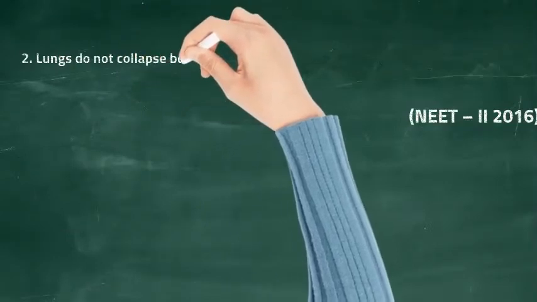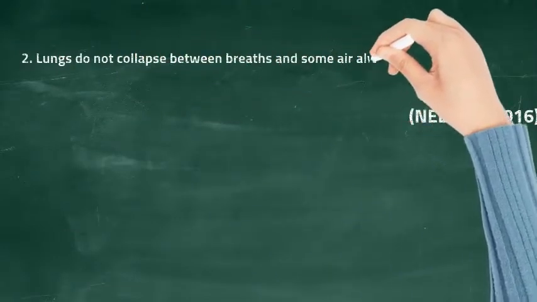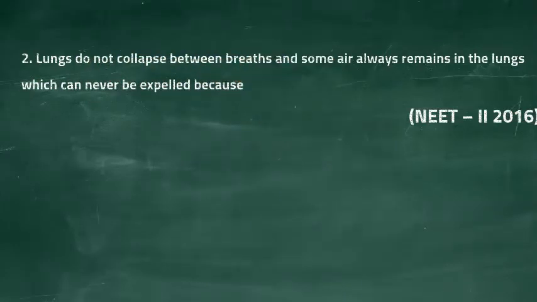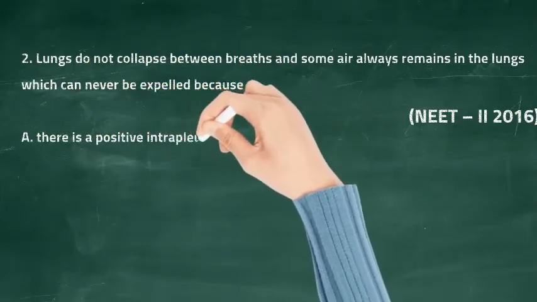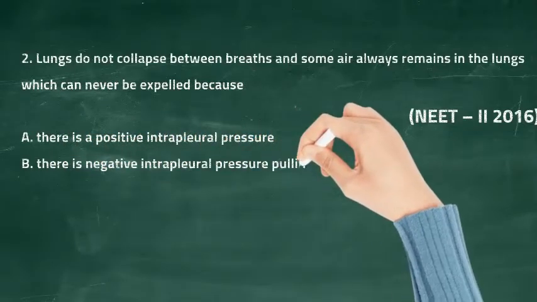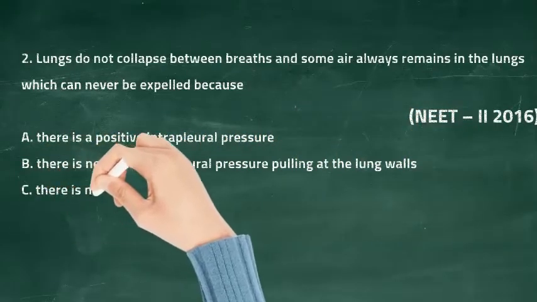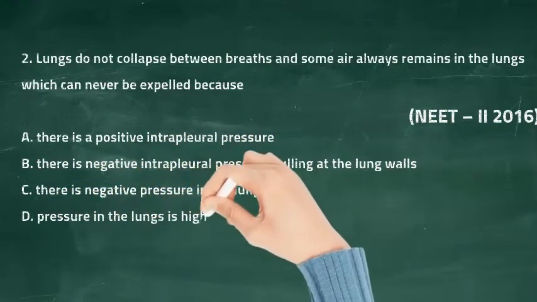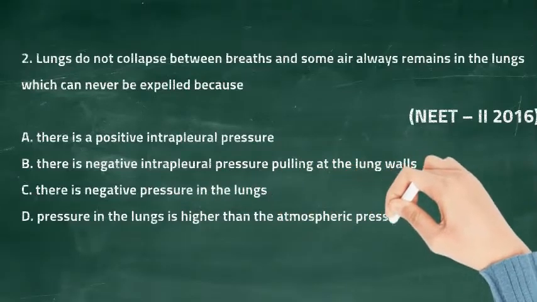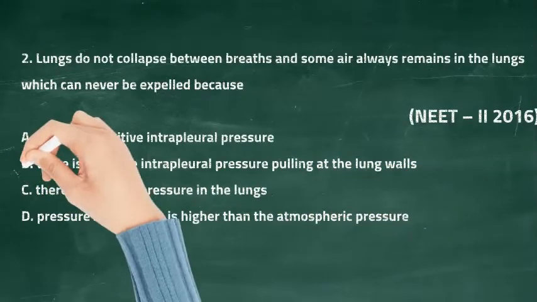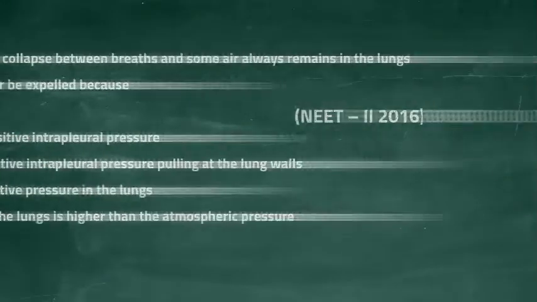Question second. Lungs do not collapse between breaths and some air always remains in the lungs which can never be expelled because: option A is there is a positive intrapleural pressure, option B is there is a negative intrapleural pressure pulling at the lung walls, option C is there is a negative pressure in the lungs, and option D is pressure in the lungs is higher than the atmospheric pressure. So the right answer is option B, there is a negative intrapleural pressure pulling at the lung walls.